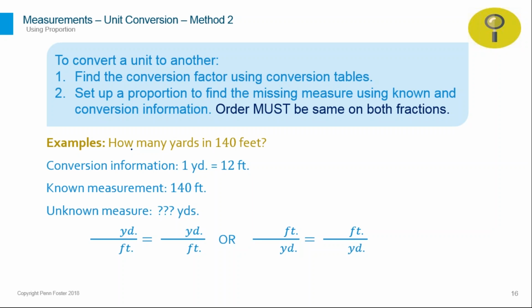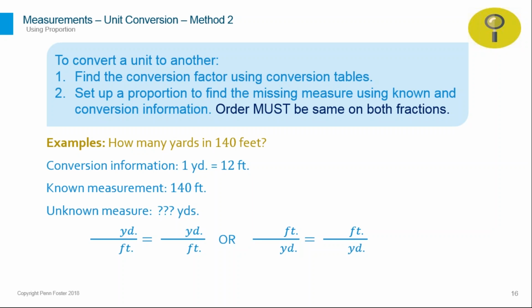So let's read the rules on the top in the blue box here. To convert a unit to another, you have to do two things. One, find the conversion factor, that is the same as method 1. And then two, set up a proportion. So method number 2, we're going to use proportion, the section that we talked about in the beginning of the webinar, how to set up and solve a proportion. And now we're going to see how we can use proportion to solve a conversion problem.